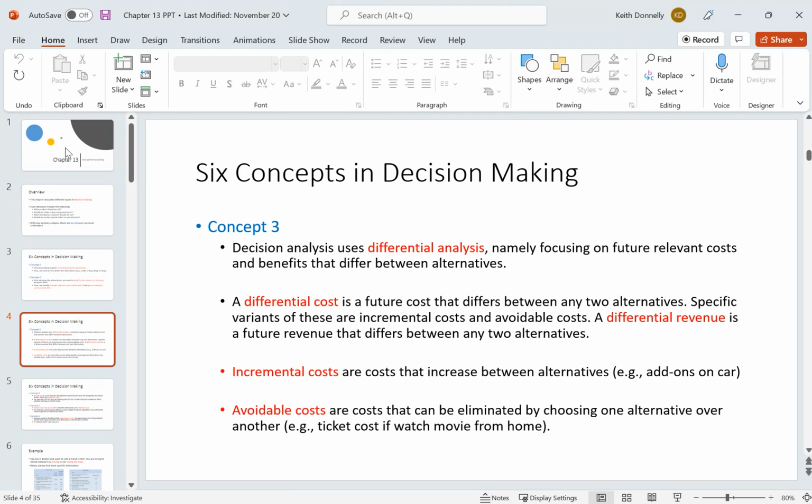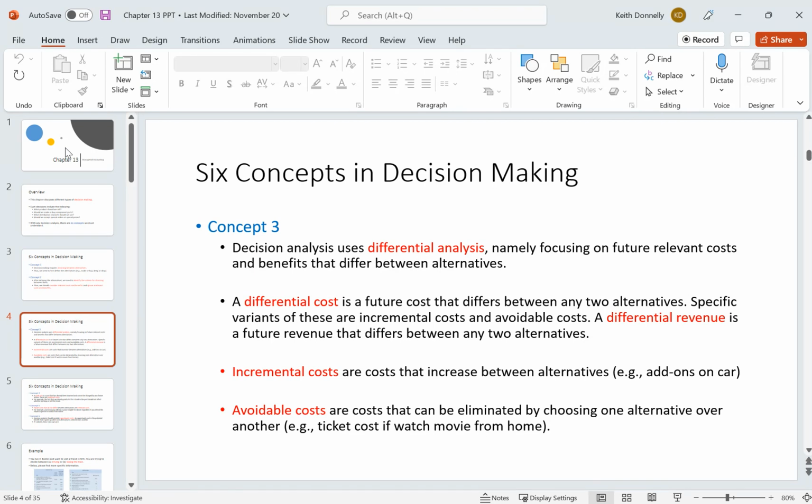Another kind of cost that we should think about are avoidable costs. These are costs that can be eliminated by choosing one alternative over another. Here's an example of it. Say that you have two choices. One is you can watch a movie from home on TV for free. Let's just say it's on the public TV channel, so you don't have to pay anything. That's option one. Option two would be going to a movie theater and paying money and you could see the movie.